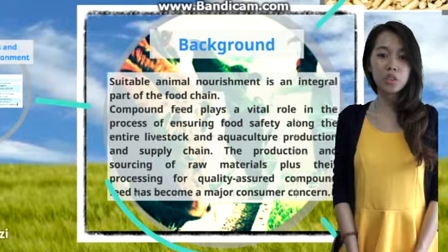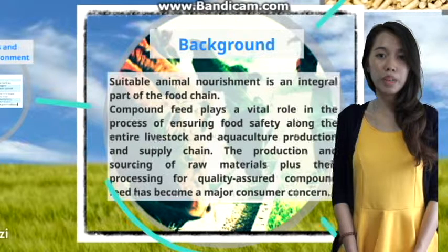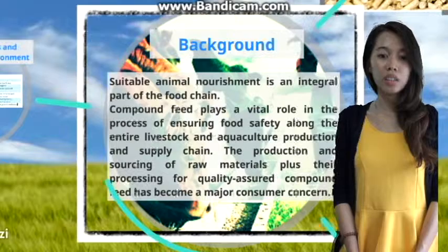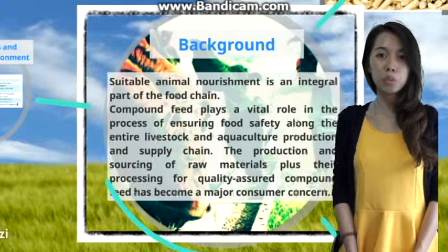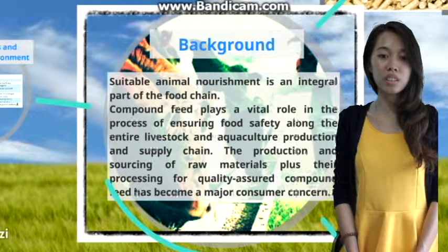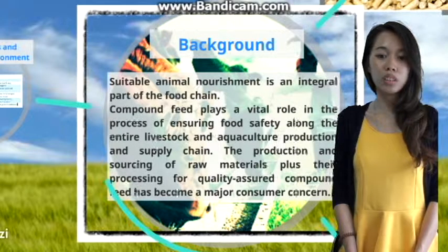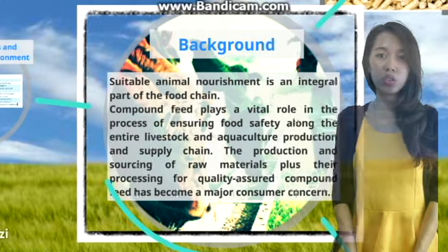Suitable animal nourishment is an integral part of the food chain. Compound feed plays a vital role in the process of ensuring food safety along the entire livestock and aquaculture production and supply chain. The production and sourcing of raw materials, plus their processing for quality-assured compound feed, has become a major consumer concern.